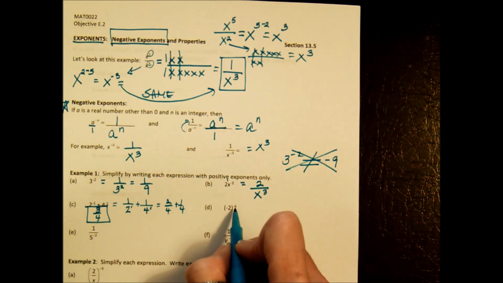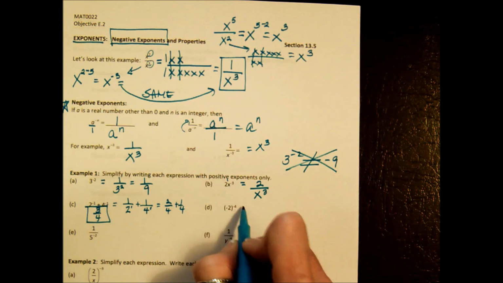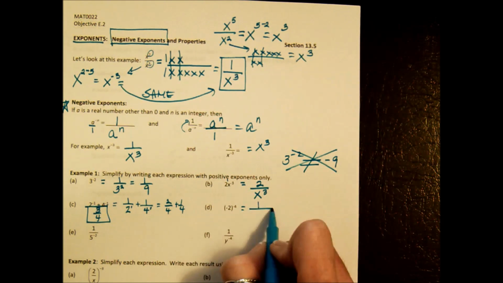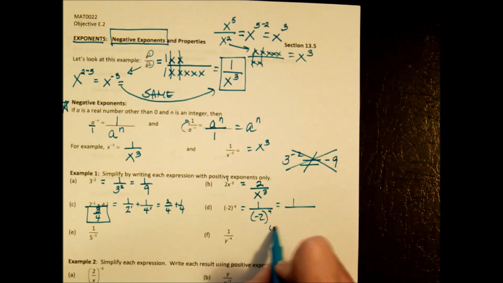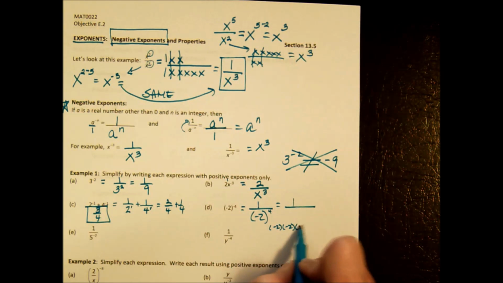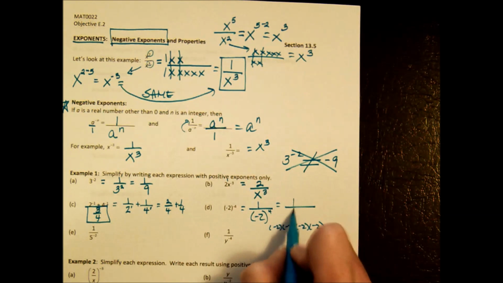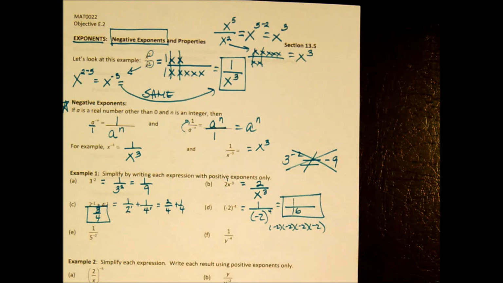Here, the negative belongs to everything in parentheses, so I take its reciprocal, I move it to make it happy, and now we are going to do the multiplication. So it's negative 2 times negative 2 times negative 2 times negative 2, which is positive 16.